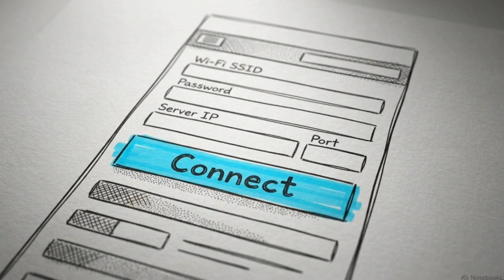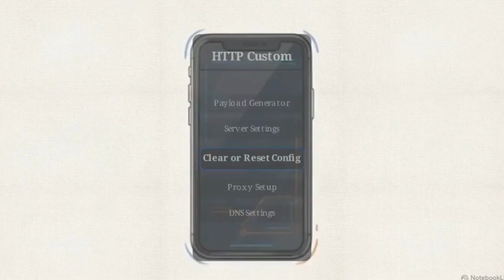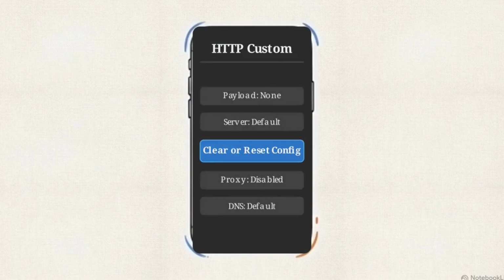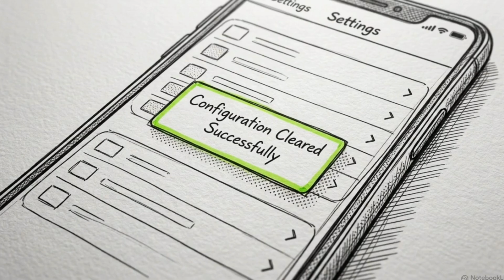This is the default home screen you will see the first time you launch UDP Custom. Your first step is to locate and tap the option labeled Clear or Reset Config before adjusting any other settings. This reset clears any leftover parameters from previous VPN attempts. These hidden settings are a primary reason why new configurations fail to establish a link.